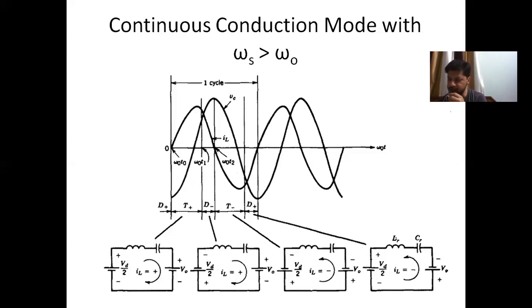So the advantage of this circuit as compared to the discontinuous conduction case is that the peak inductor current is less, so that the losses are reduced. So this was the series loaded resonant converter. In the next video, we will see what is the parallel loaded resonant converter. That's all for now.